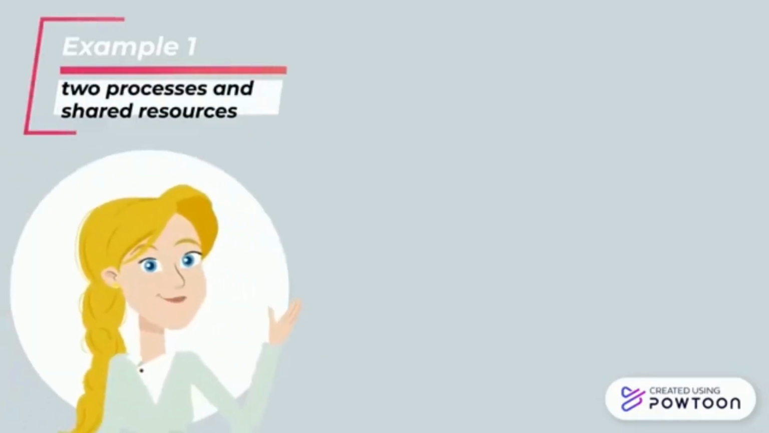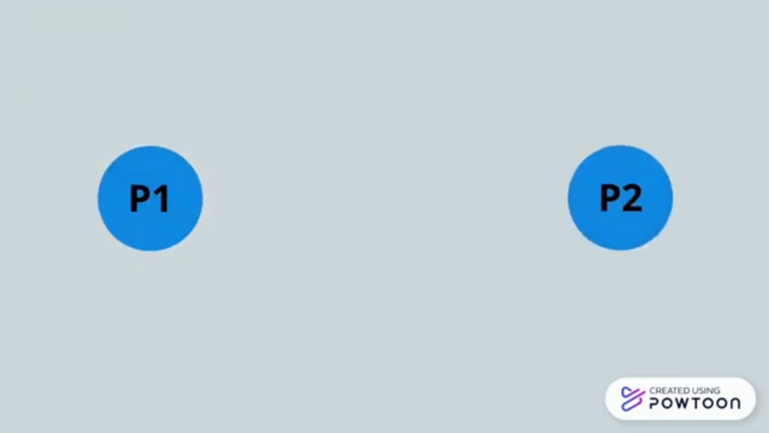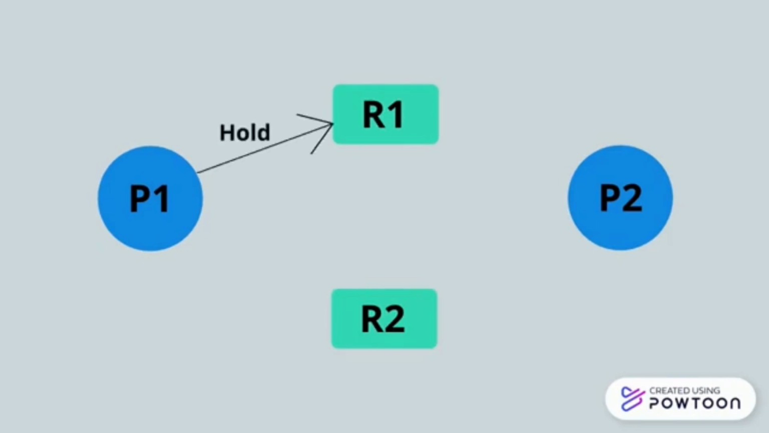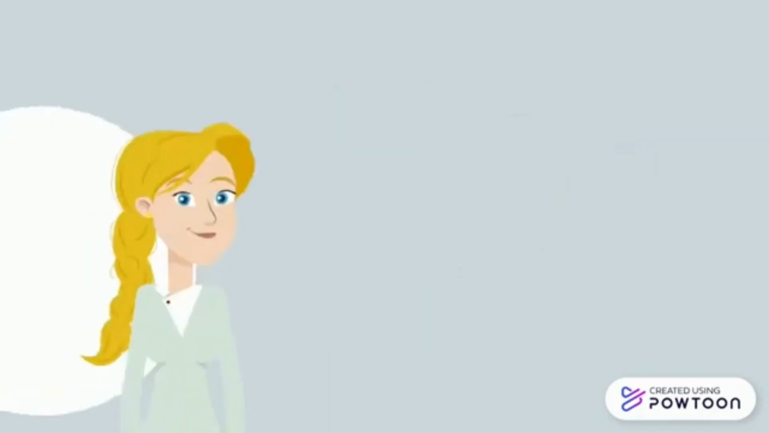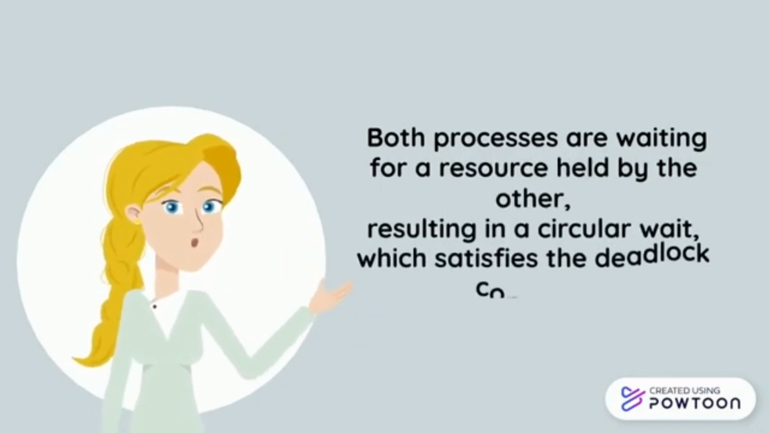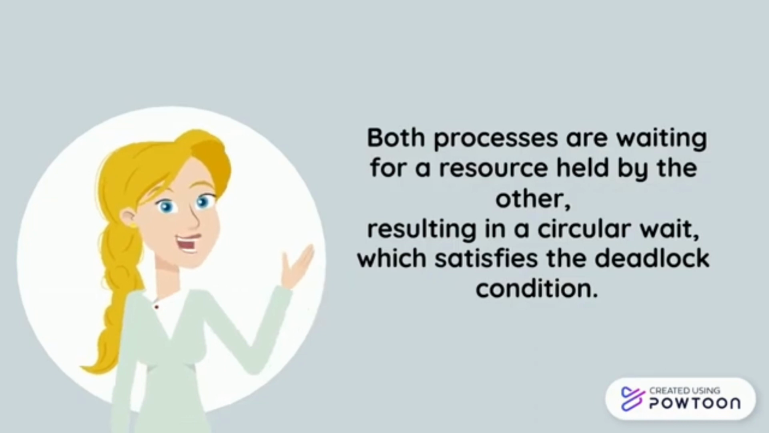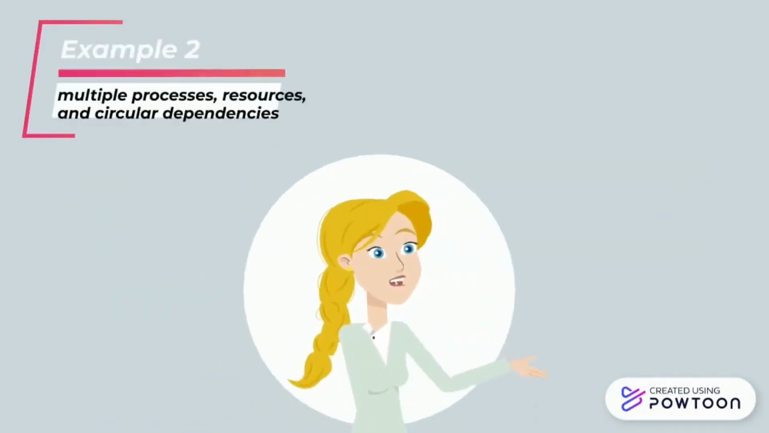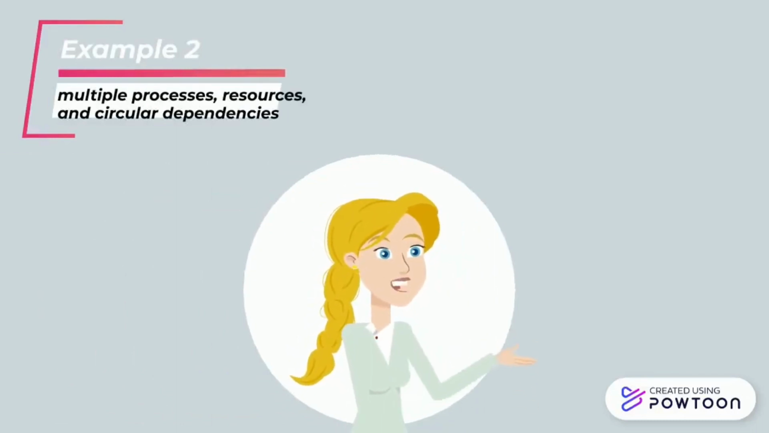Let's consider two processes, P1 and P2, and two resources, R1 and R2. Process P1 holds resource R1 and requests resource R2, while process P2 holds resource R2 and requests resource R1. Both processes are waiting for a resource held by the other, resulting in a circular wait which satisfies the deadlock condition. Let's consider a more complex scenario with multiple processes and resources.